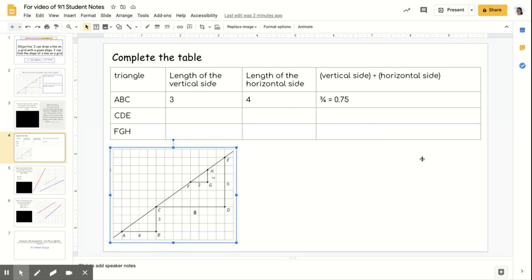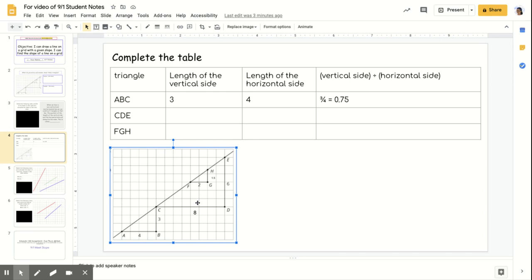And the third column asks us to compare the vertical and horizontal sides by division. In other words, write a ratio. So if we put 3/4, it is a ratio, which also means division. And then we can change it using a calculator or scratch paper, and it comes out to 0.75. So 3/4 is equal to 0.75. We're going to do that for each triangle.